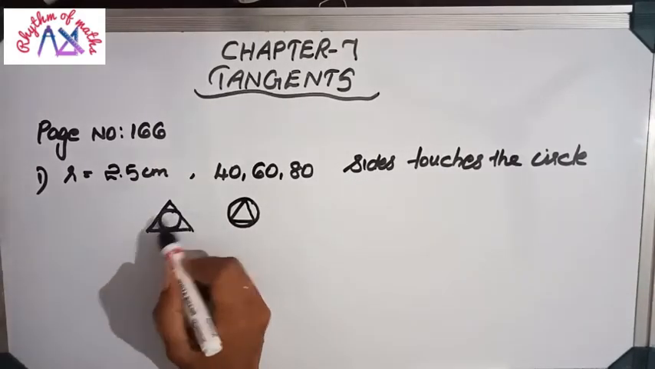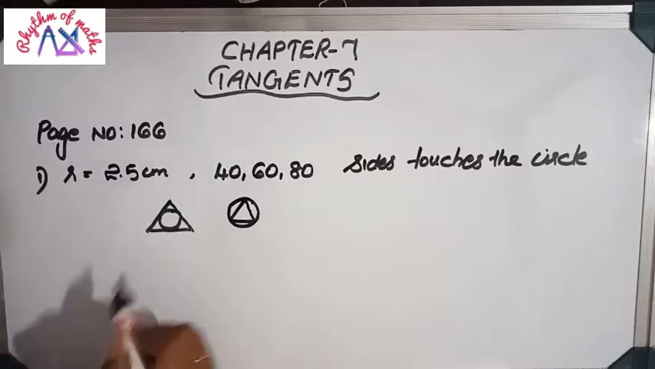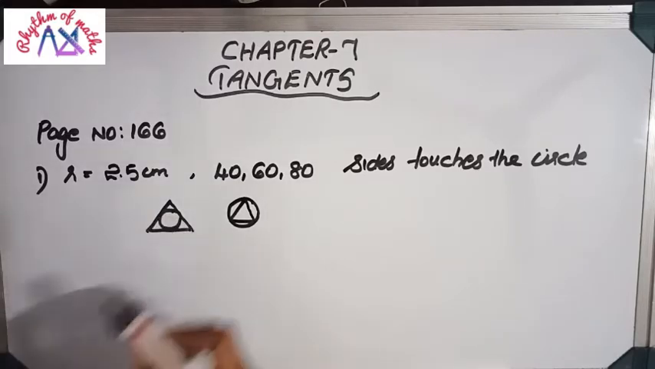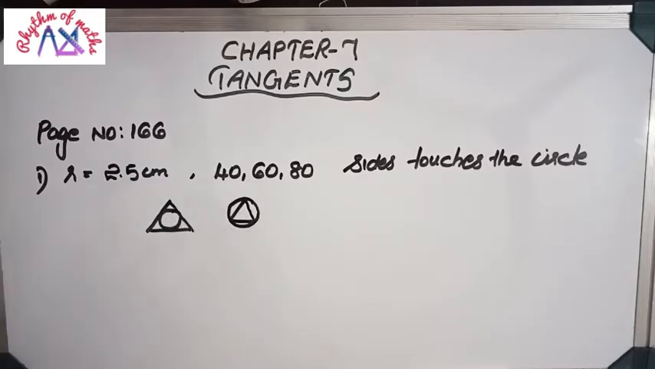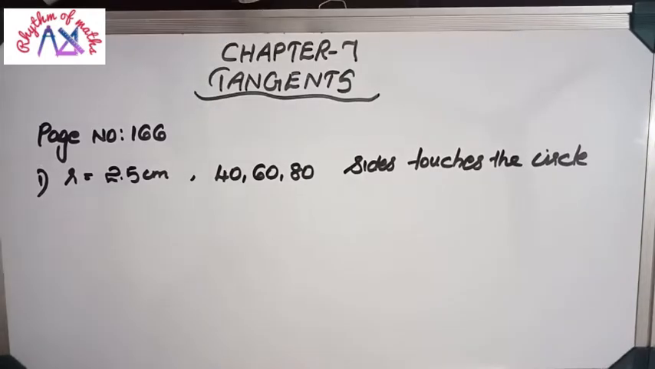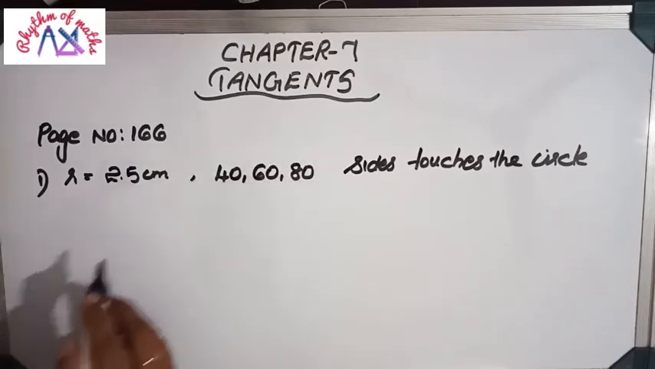Now let's see, sides touch the circle means you can see all the sides we can consider as what? Tangents. Okay, sides will be tangent, and here we are using the concept supplementary. Okay, angle between the radius and angle between the tangents are supplementary. That concept we are going to use. So before that you have to find the angles we are going to use to draw the figure. So first step is just subtract all these angles from 180.